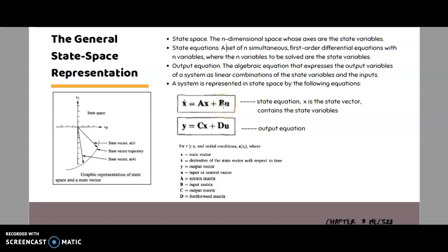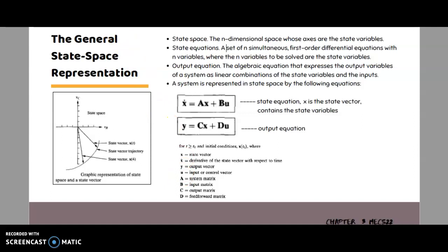Macam mana nak dapatkan equation ni? Nanti kita pergi example 1 and then I will show to you how to solve. And then second one is the output equation, y equals cx plus du. So everything dah terang kat sini, boleh nampak lah apa itu A, B, C and D, and then x dot, y and u.